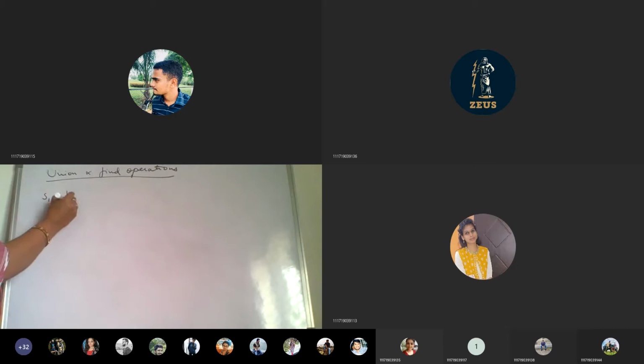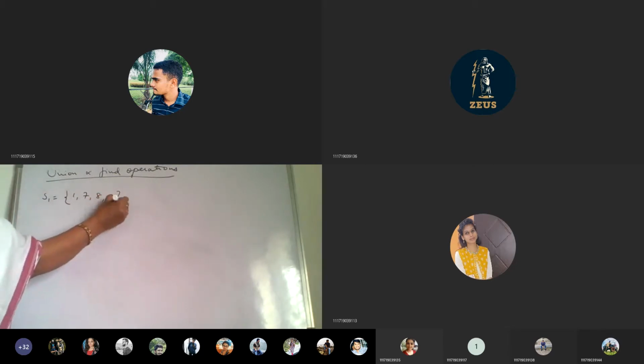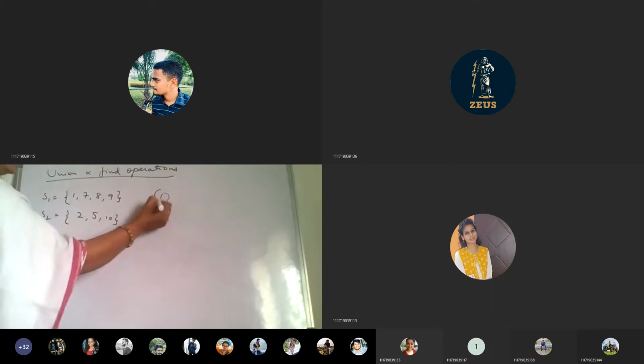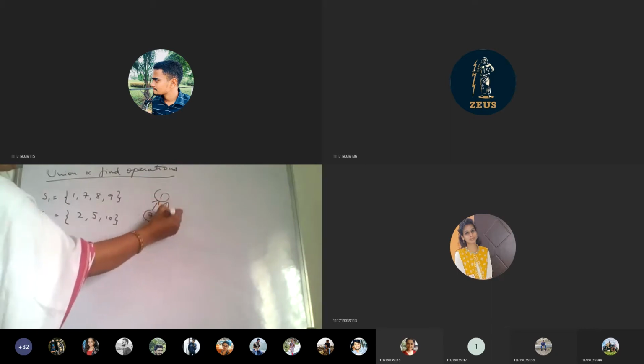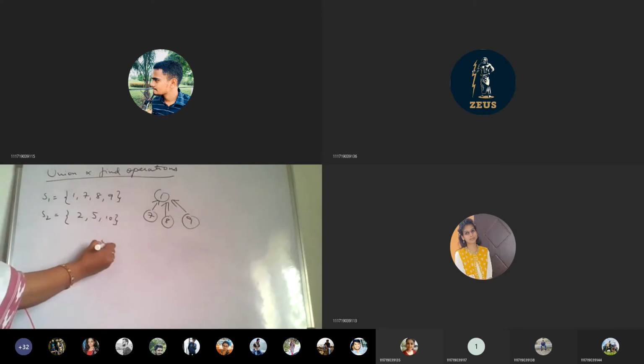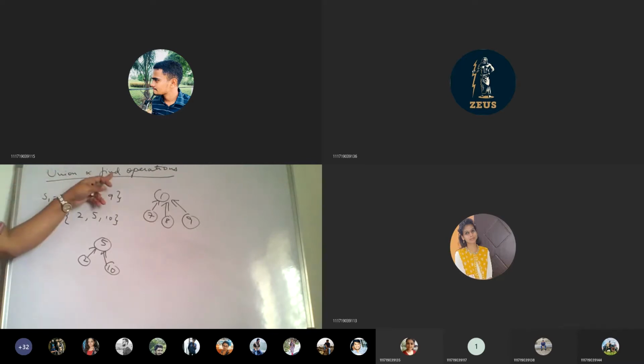When I say S1 is equal to 1, 7, 8, 9 and S2 is equal to 2, 5 and 10, one I represented like this, if you remember, and this one we represented with 5 and 2, where 2 is the parent and 10 is the child. These are the graphical representations of sets I told you about. But we are talking about union and find operations with respect to their representations.